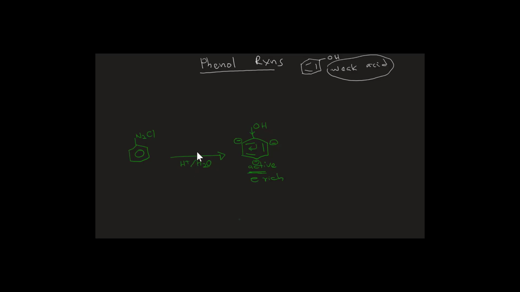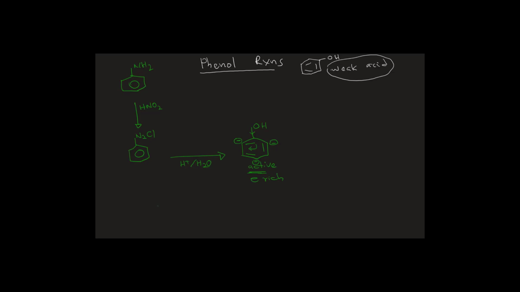We can start with aniline, and that reacts with HNO2. The HNO2 is not there actually, so what do we do? Sodium nitrite and HCl will produce HNO2 in situ, and then that will give you the diazonium salt, and then you react under acidic conditions and it will give you phenol.